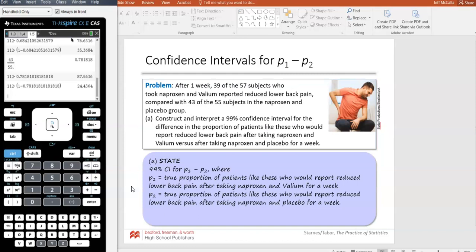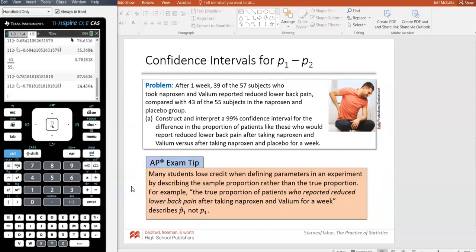So the true proportion of patients who reported reduced lower back pain. Good. Notice they put the order, and that, again, they're using P1 and P2, not P hat. So we're describing the population parameters here. So we are not going to use the hats there. These are going to be the P's in that case. Use P, not P hat, when you're describing the parameter of the population here.